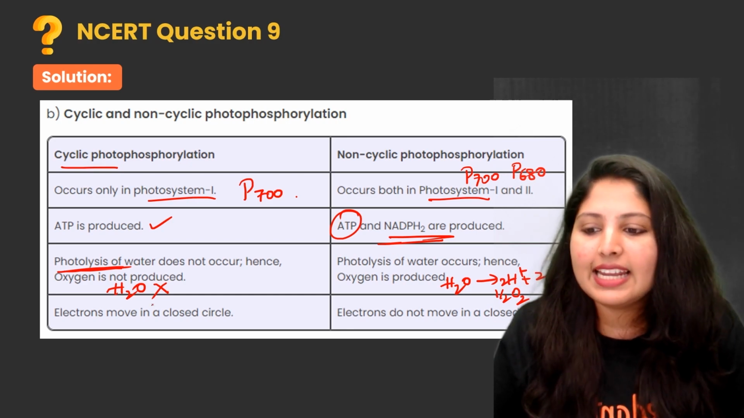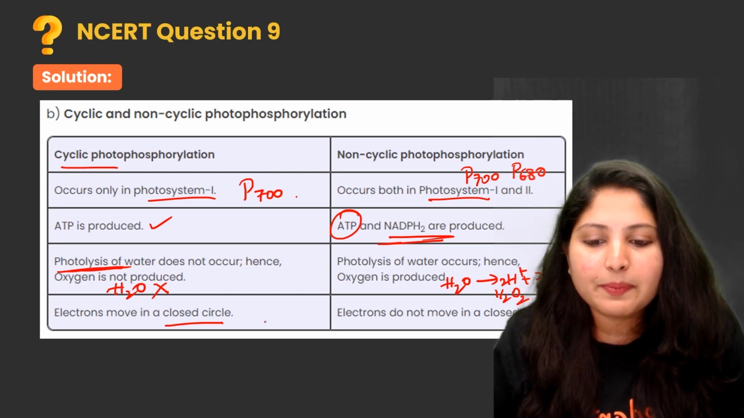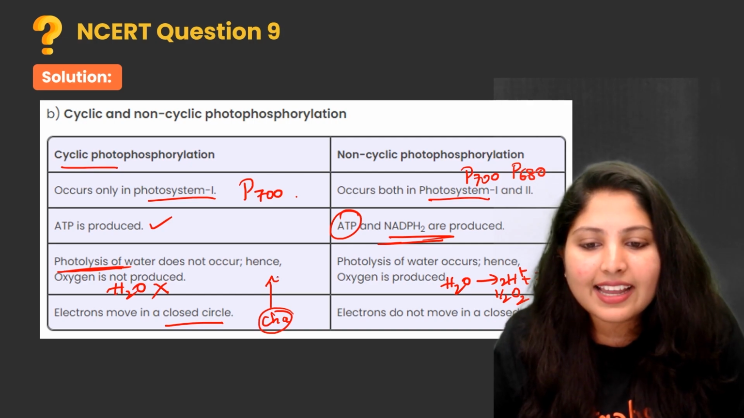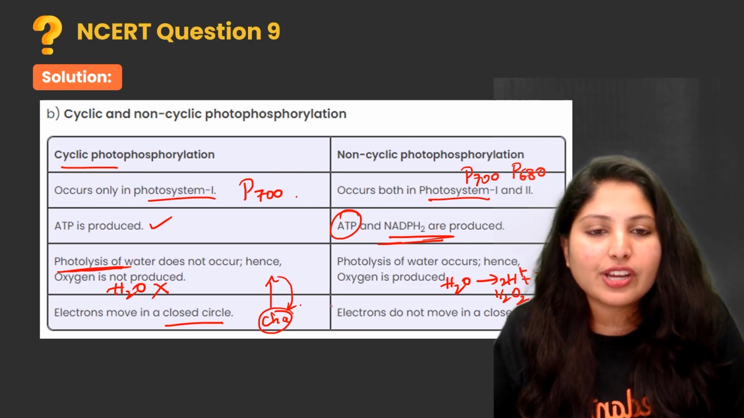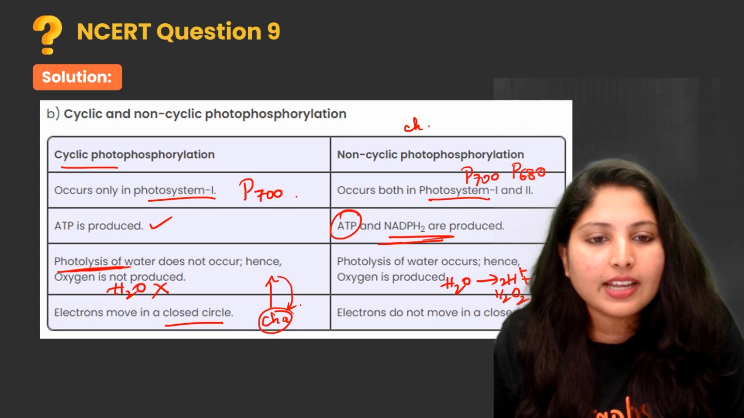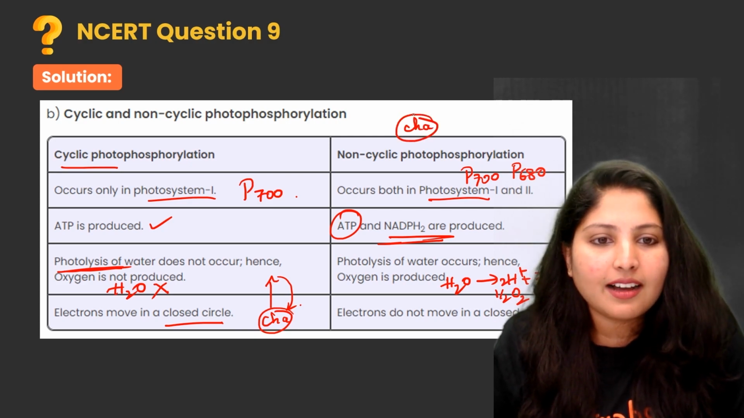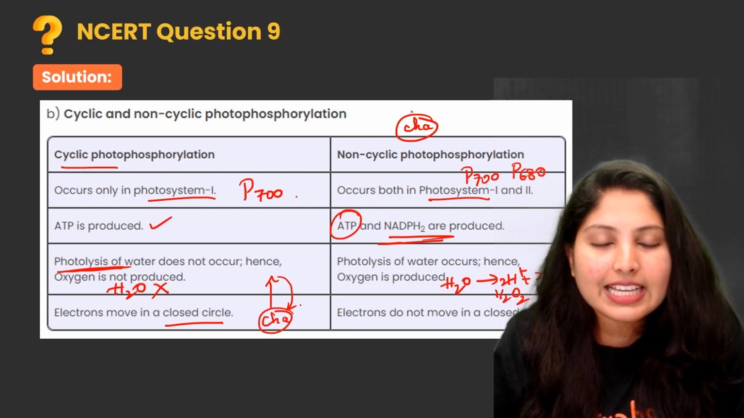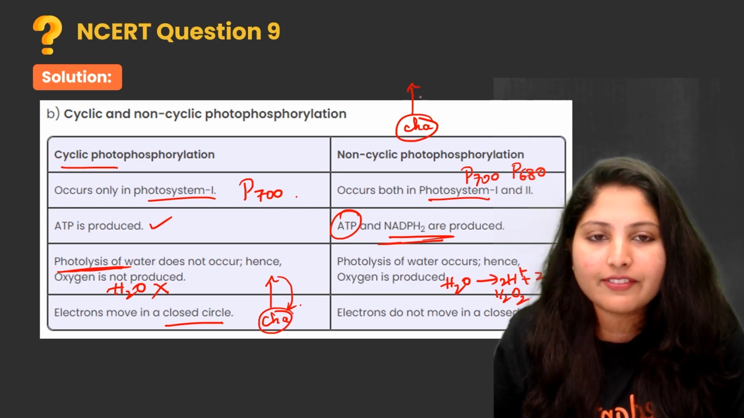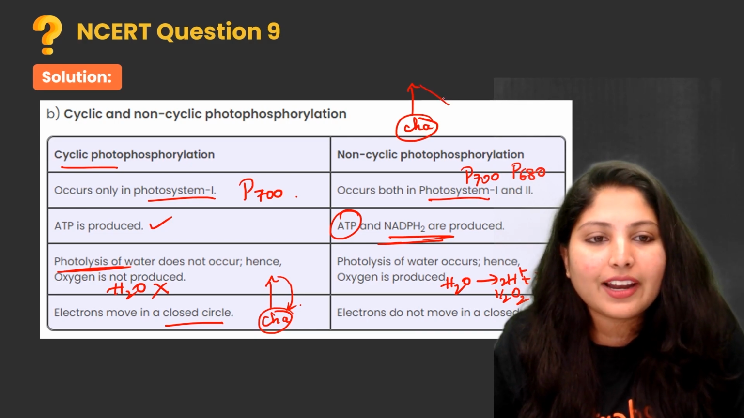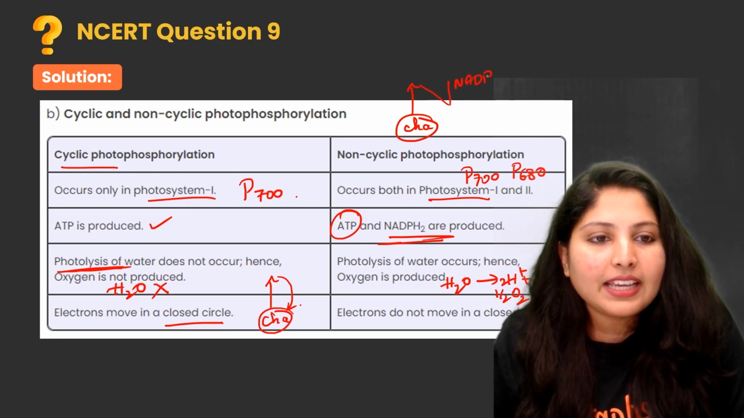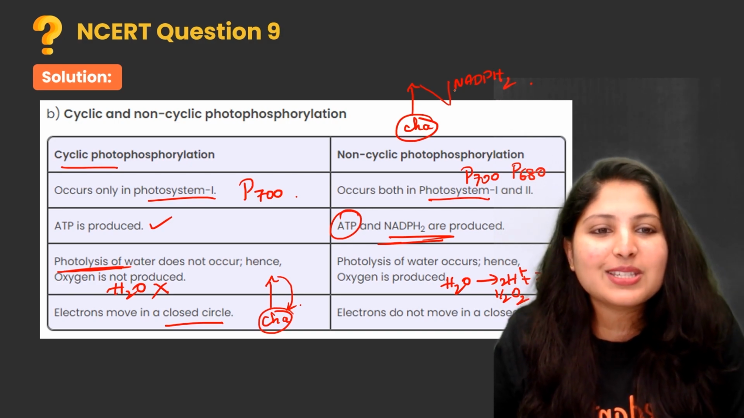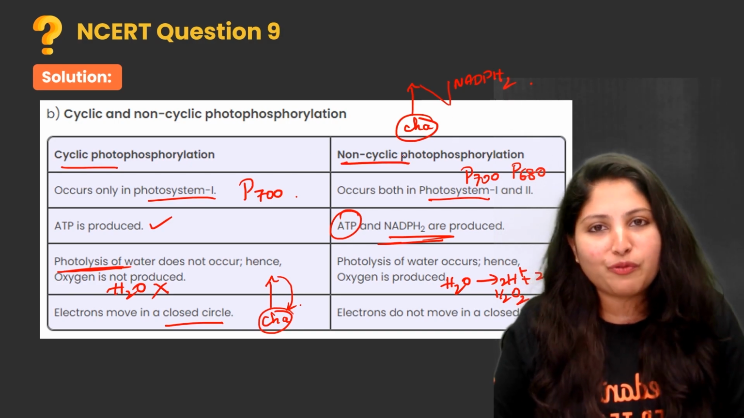Nascent oxygen. Next, the electron moves in a closed circle, that means from chlorophyll A, the electron is excited to a higher energy level, and this electron is transported back to chlorophyll A itself in cyclic photophosphorylation. But in non-cyclic photophosphorylation, chlorophyll A releases 2 electrons that move to a high energy level, and from there they are transported to the electron transport system, and finally this electron helps in the production of NADPH2. There is no returning, hence it is called non-cyclic photophosphorylation.